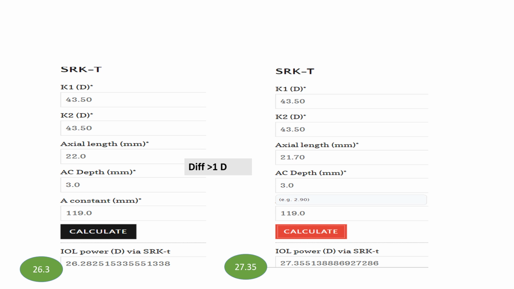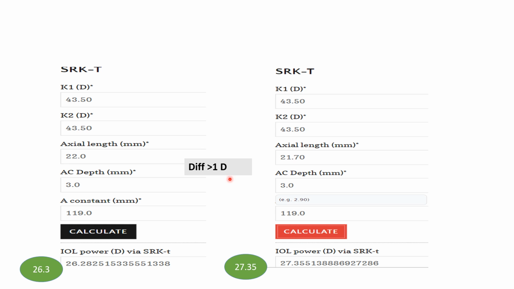With the same keratometry readings, anterior chamber depth and A constant, here we have an axial length which is 0.3 millimeters less. Say for example, the correct axial length was 22, but we wrongly calculated it as 21.7. So there's a difference of 0.3 millimeters in axial length. The IOL power comes over here as 27.35. So the difference is more than 1 diopter.